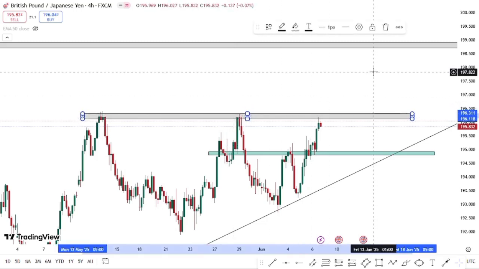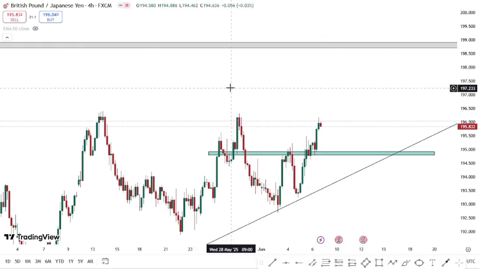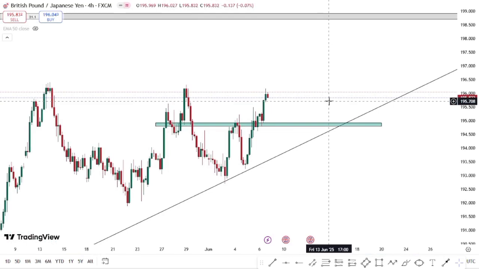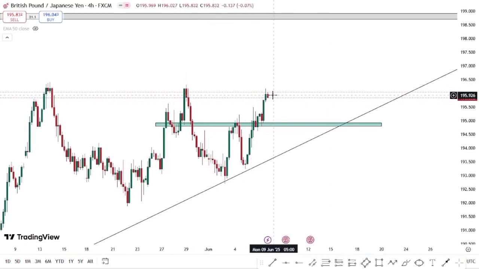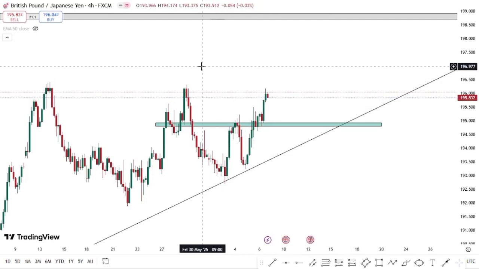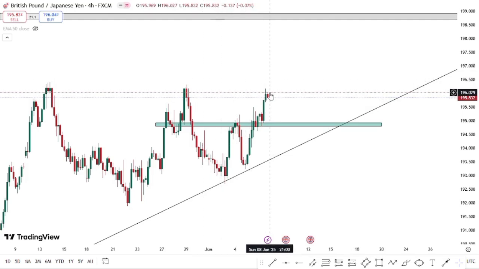So guys, that will be all for today. Let us see how these two trades that I've called out here today are going to play out the coming week. And let's hope that we make some money out of the forex market next week.